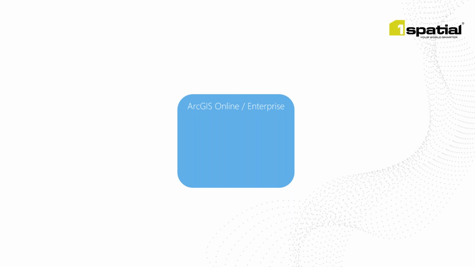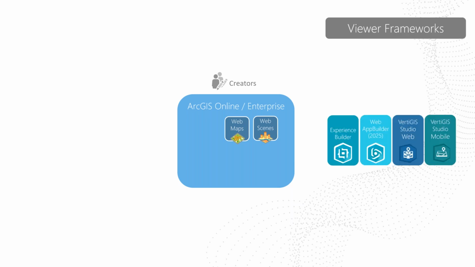So let's take our whole Esri stack, and we have either an ArcGIS Online or an ArcGIS Enterprise. And we have creators for those applications. And creators create 2D web maps or 3D scenes. We then have some viewer frameworks, which include Experience Builder, Web App Builder, as I've already talked about, VertiGIS Studio Web and VertiGIS Studio Mobile. Mobile is a new application that's specific for taking data offline and working in an offline mode, and then coming back and syncing any edits you may have made back into the main database.